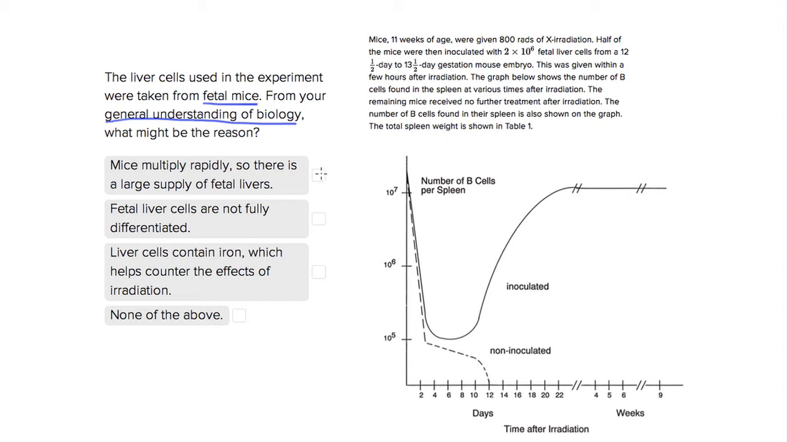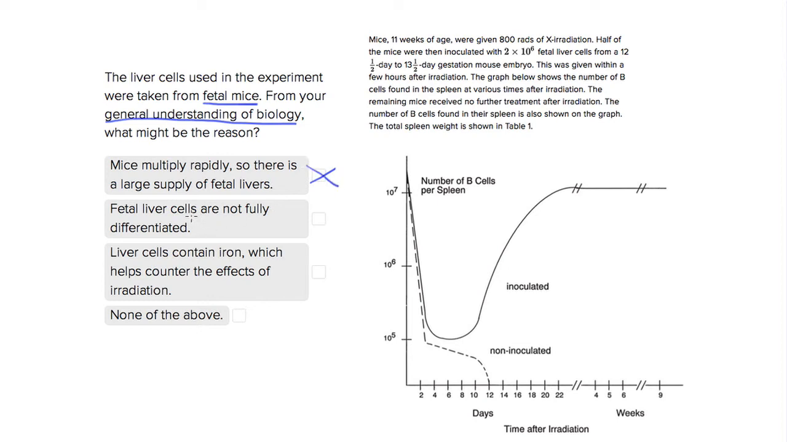First one, mice multiply rapidly, so there's a large supply of fetal livers. This seems like a bit of nonsense to me because how do we know that mice multiply rapidly? There's no evidence. It's not a thing that you learn in biology. There's obviously no evidence in the passage, but this just seems like a bit of a far-fetched claim.